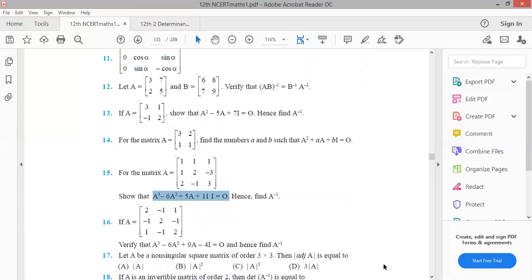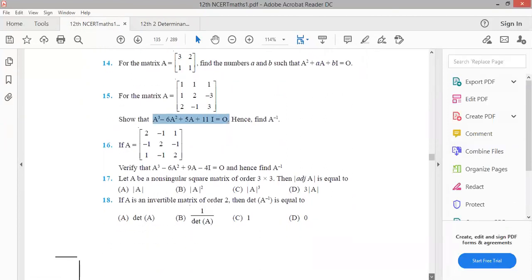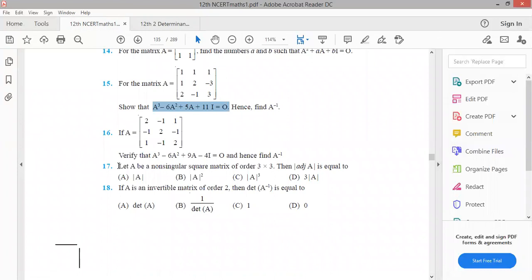So once again, question number 16 is the same. Question number 17 is now an objective type question. Let A be a non-singular square matrix of order 3 cross 3. Then the determinant of adjoint of A is equal to. Earlier we have solved this, and in previous classes we have seen that if A is a square matrix of n cross n, the determinant of adjoint of A will be equal to determinant of A to the power n minus 1. So it is 3 cross 3. Here the solution is part number B, that is determinant of A square.